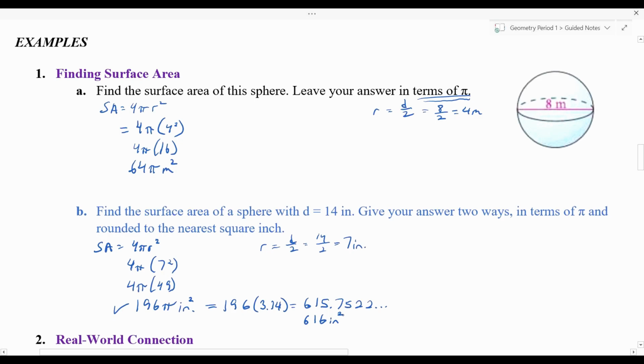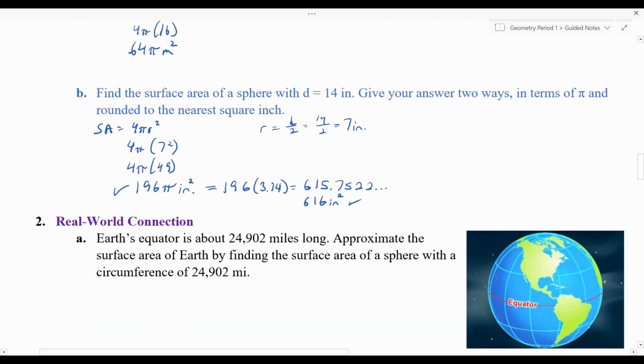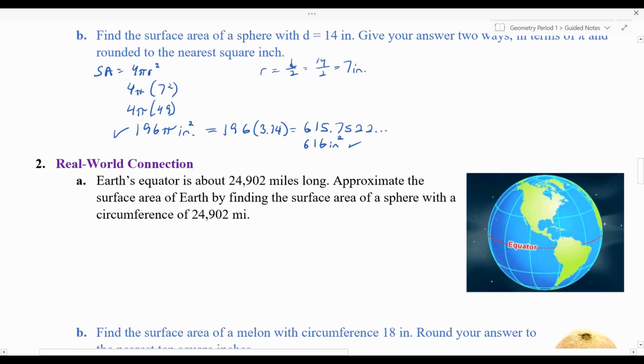So there we have two ways to express our surface area: 196 pi square inches and 616 square inches. And there we have that problem right there. Alright, moving on here to a real world connection.